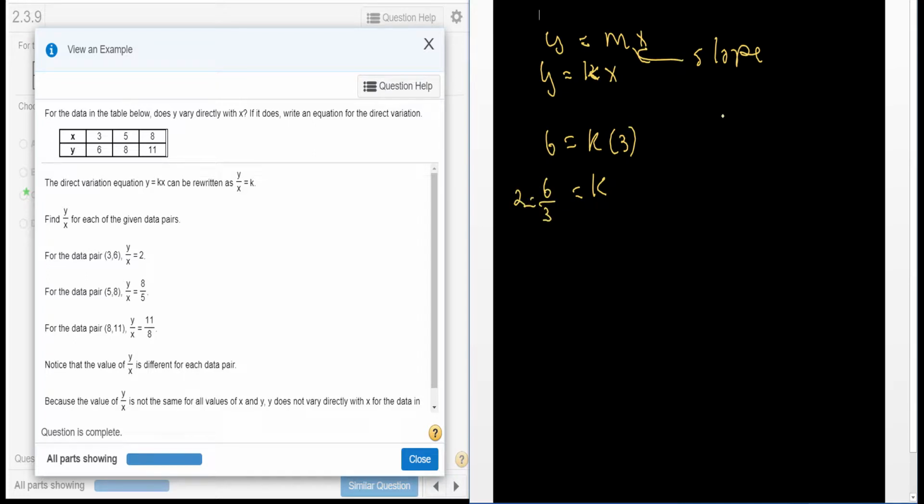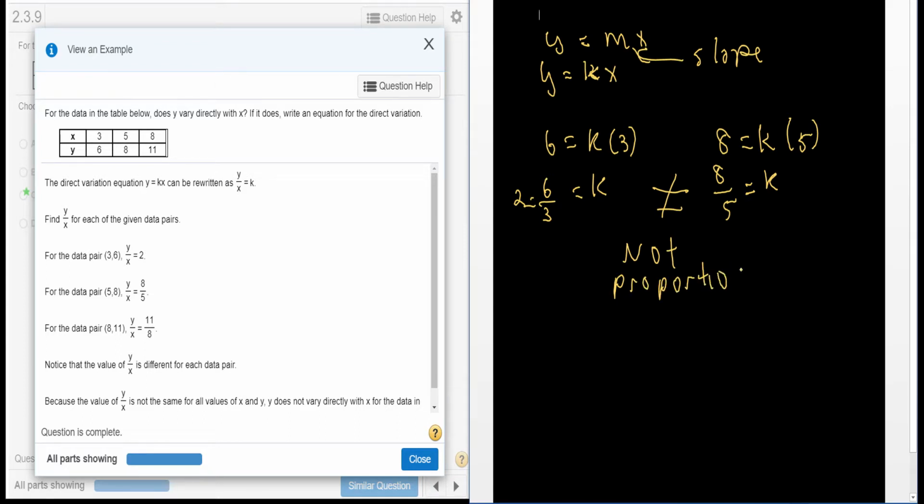Then if I choose another ordered pair, and I let y be 8 and let the input be 5, that means that k is equal to 8 over 5. And these two here are not equal. So that means they're not proportional, and they're not directly related.